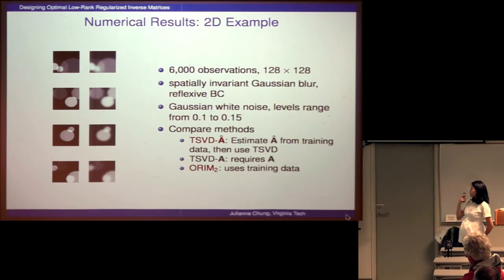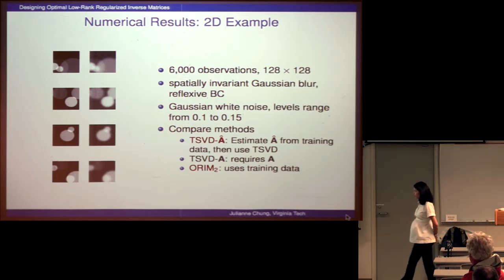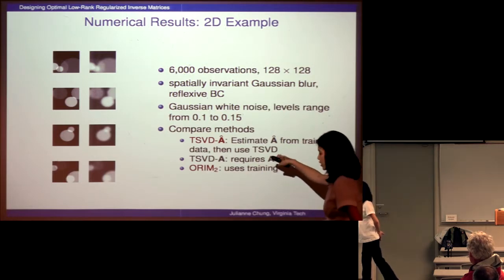The first, well, let's see. Let's start from the bottom. So the ORIM2 is our approach, where we compute that Z matrix, right, the optimal regularized inverse matrix, using the training data. Now, if I had the true A, the true forward model, I could compute the TSVD solution, right? That would give me a low-rank reconstruction matrix.